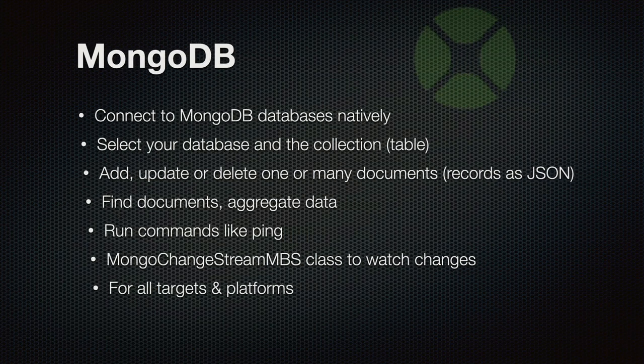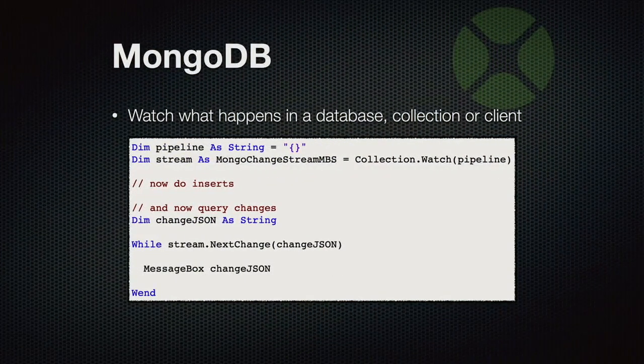Let me give you a little example code. So you can tell the Mongo change stream class that you want to watch a collection, and you can provide a pipeline which allows you to narrow down the data you want to watch, and then it's just looping over it to ask if there's a change. And you can, of course, do that in a timer every few seconds to see if something changed. And this way you can notice if, for example, another machine has the same table open and changes the records, so you can update your list box with the records.